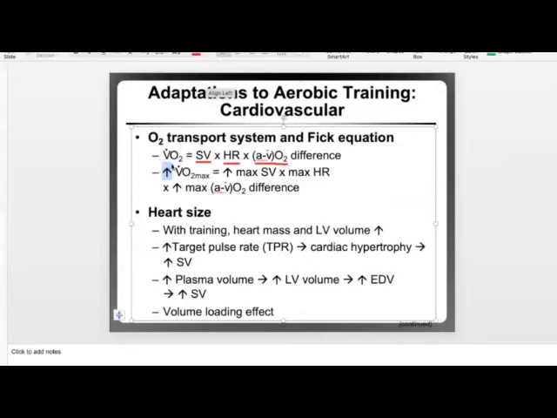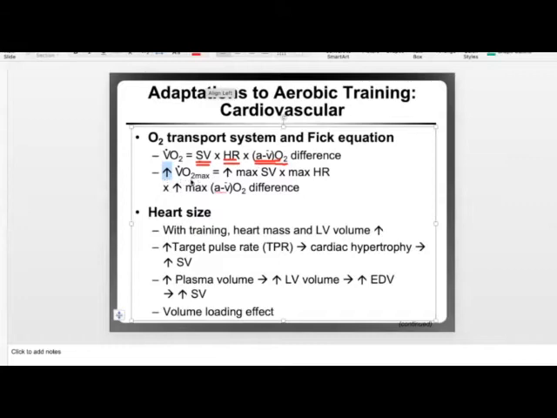So the ability for the body to utilize oxygen has to do with the amount of blood that the heart can pull in, multiplied by the number of times the heart is beating per minute, multiplied by the difference between the concentration of oxygen in the blood versus the concentration of oxygen at the alveoli level.